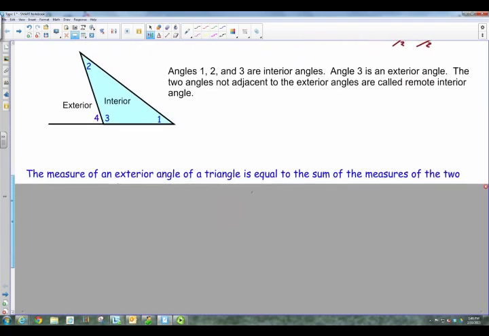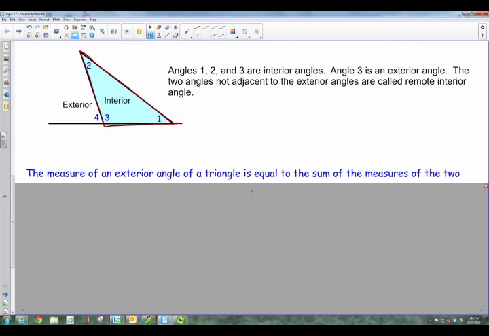All right, we also have angles that are called interior and exterior. And this is going to show a relationship between a couple different things. So angles 1, 2, and 3 are interior angles. And you see here, I've got my triangle. Angles 1, 2, and 3 are on the inside of that triangle. They're interior. Angle 4 is on the outside. It is exterior. The two angles not adjacent to the exterior are what are called the remote interior. Adjacent means next to, so angle 1, angle 2 are the remote interior.